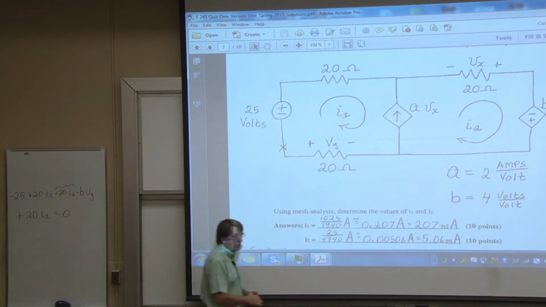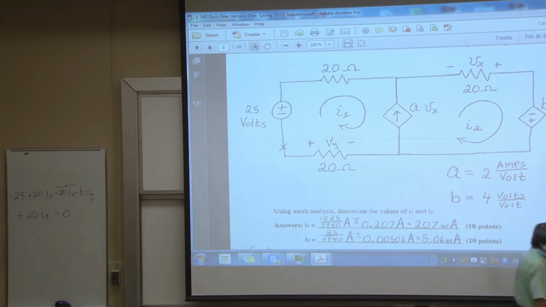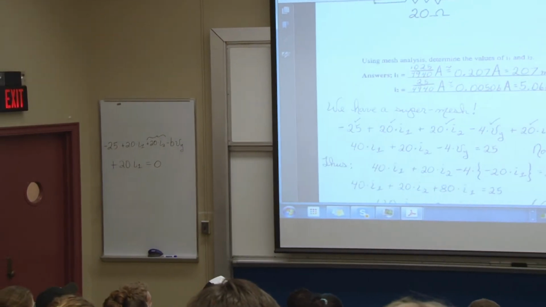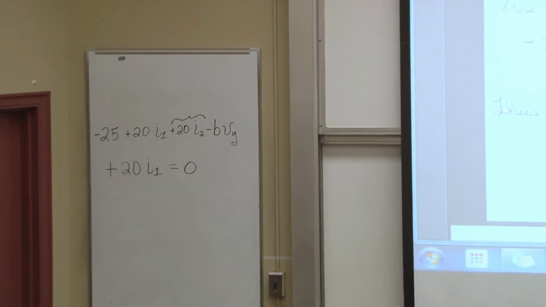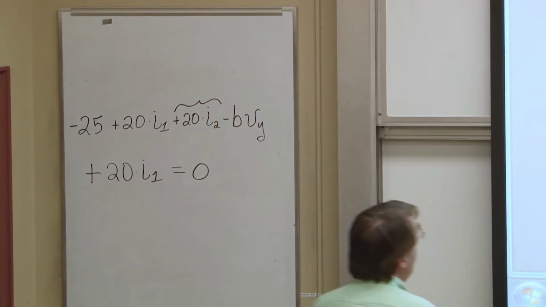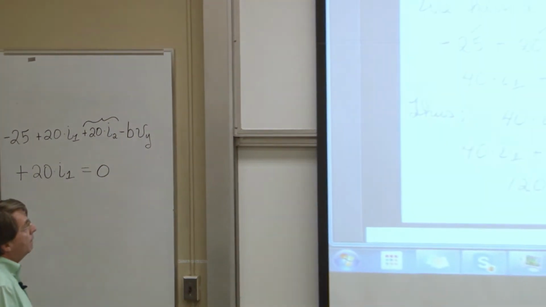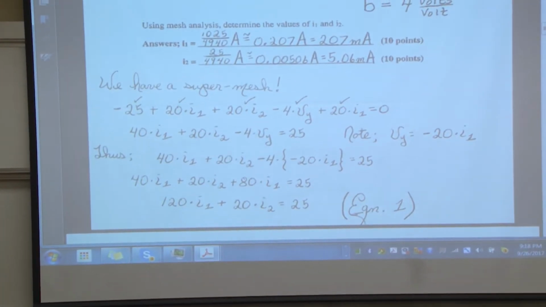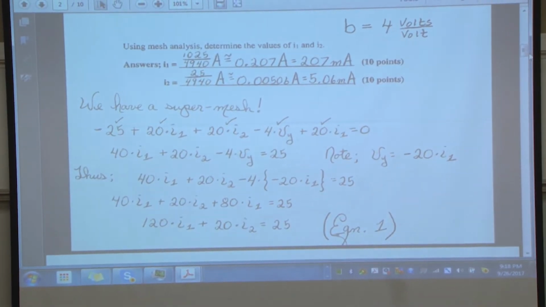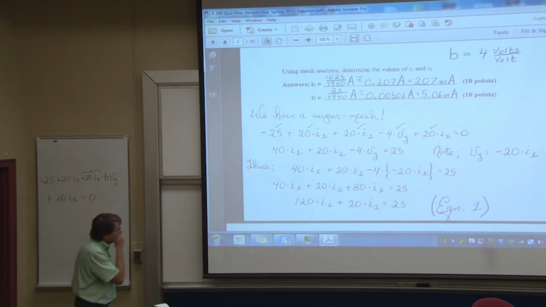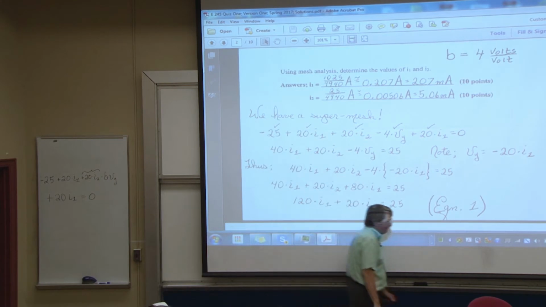That's one equation. So let me just slide down. Okay. So we get minus 25 plus 20 I1 plus 20 I2 minus Vx, and Vx must be 4. Minus 4 minus Vy plus 20 I1 equals 0. Are we good?